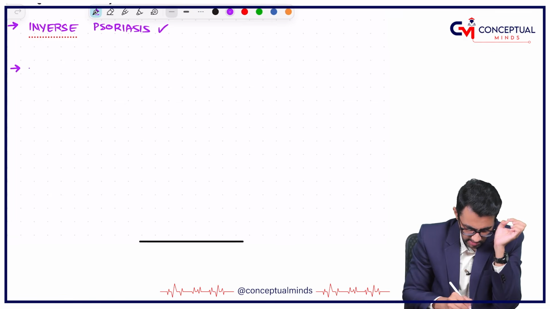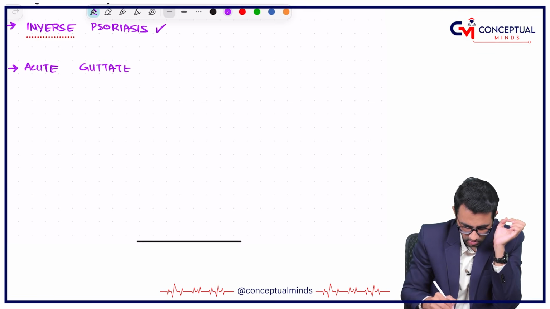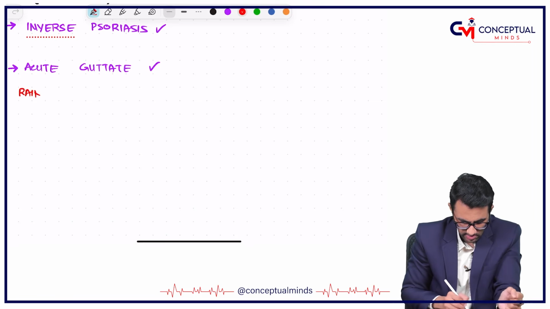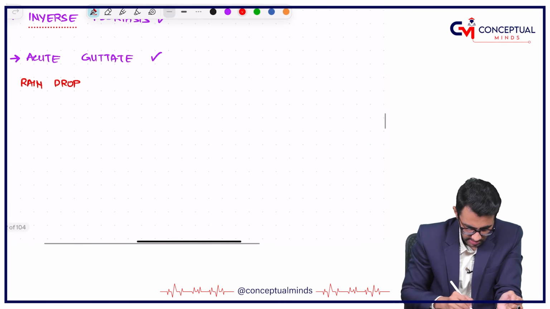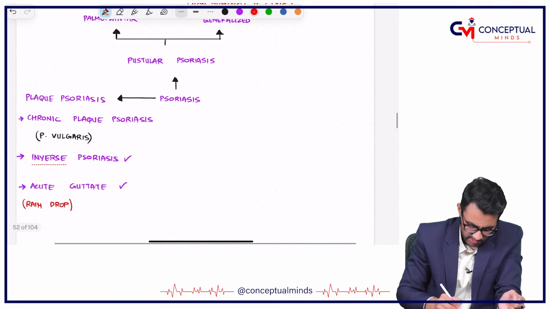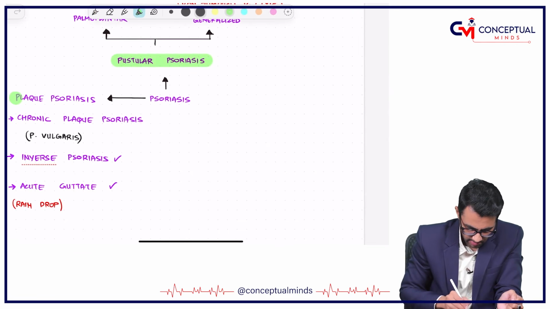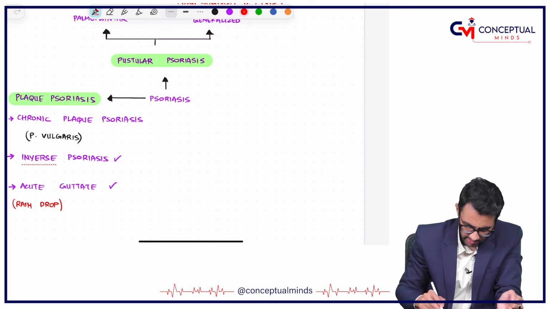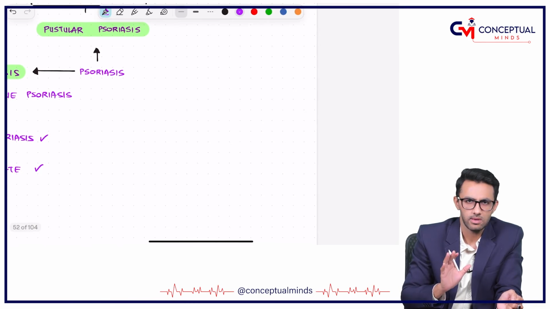The next one was acute guttate. In this, raindrop lesions are visible. That is all about two types of psoriasis we just completed. First one was pustular psoriasis and plaque psoriasis. Now let us write the most severe form of psoriasis.